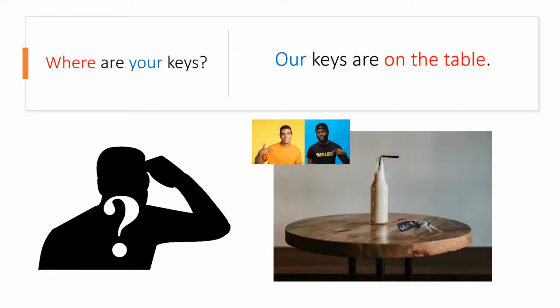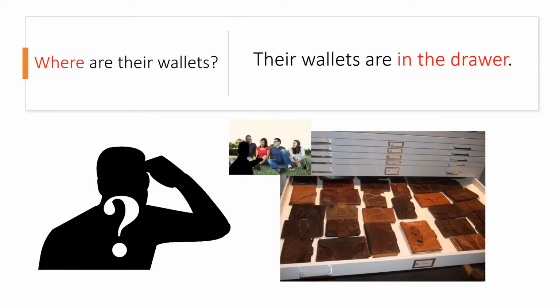Where are your keys? Our keys are on the table. Where are their wallets? Their wallets are in the drawer.